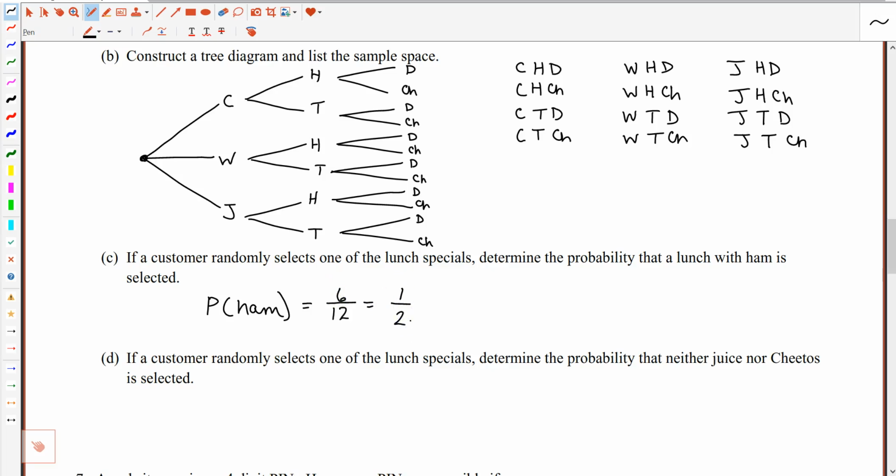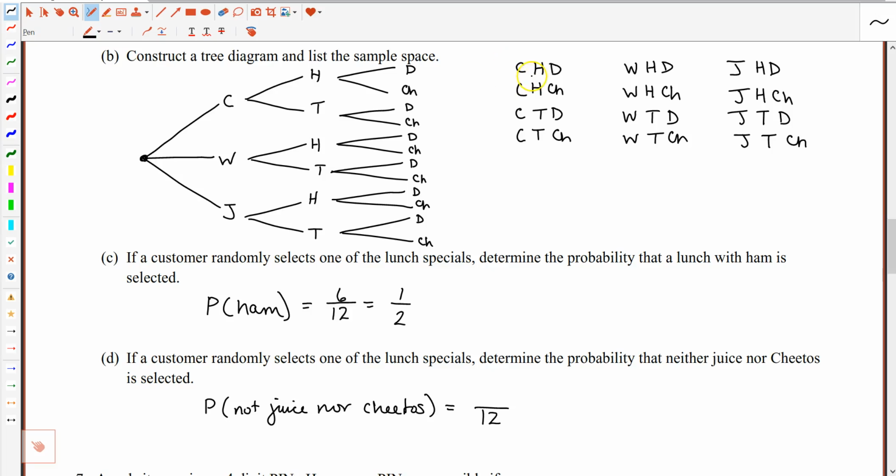Next question, if a customer randomly selects one of the lunch specials, determine the probability that neither juice nor Cheetos is selected. So we want to find the probability of not selecting juice nor Cheetos. So there's still only 12 options in our sample space, so let's go through and pull the ones that don't include juice and they can't include Cheetos either. So neither of those is okay.